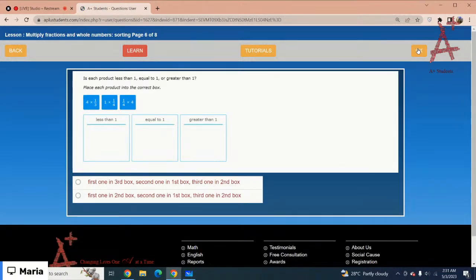Okay, 4 times 1 by 4. 4 times 1 is 4. So 4 over 3, it would be greater than 1. So it would be in the third box. The first one is in the third box. The second one is equal to 1. It would be in the, no, the 4 times it would be 1 over 4. 1 over 4 is less than 1. So it would be in the first box. And the third one is equal to 1. It would be in the second box. So option number 1 is the correct option.